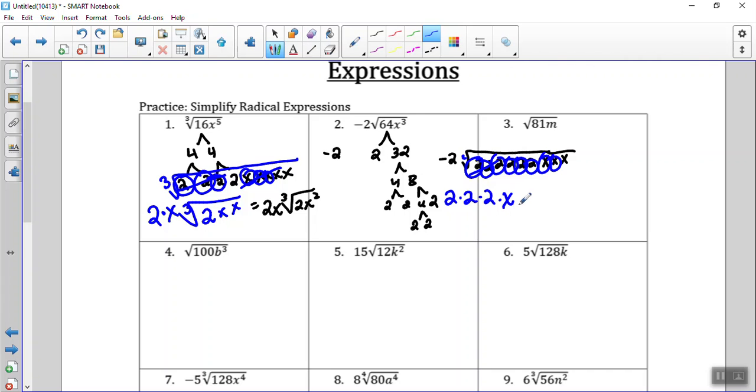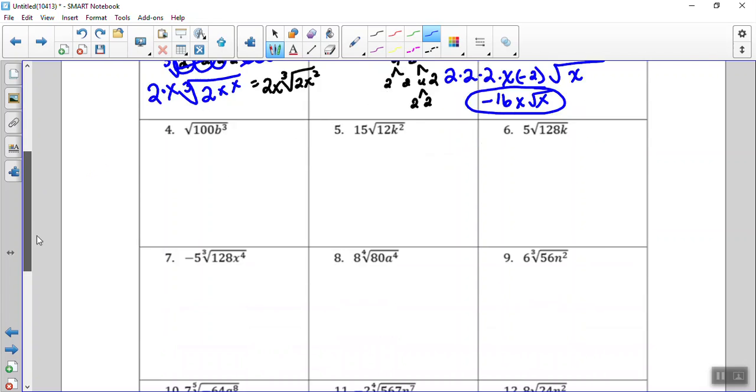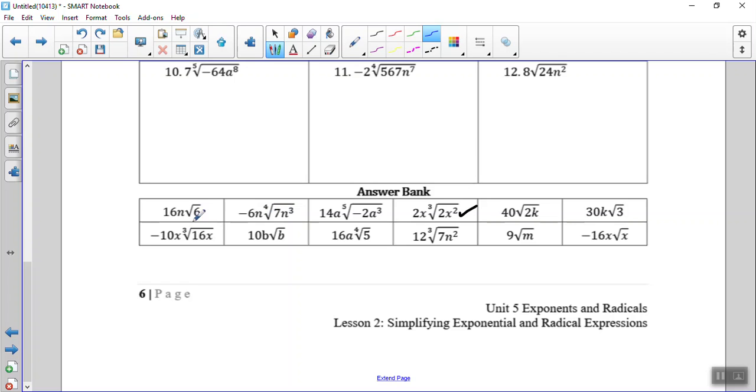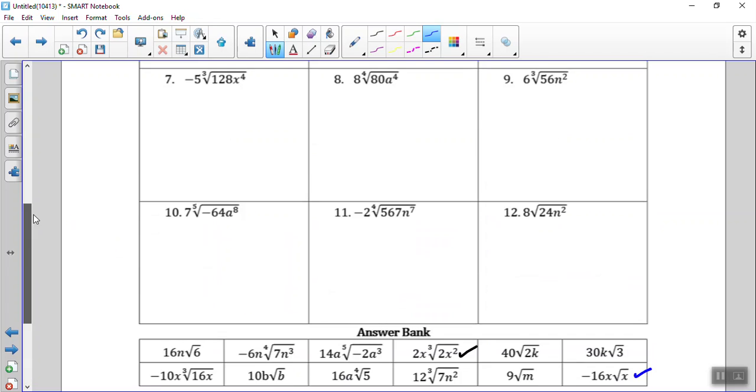An x comes out. Okay, and then I had this negative 2 from the problem. I put it in parentheses because I don't want it to look like x minus 2. And then you have the x here. Now put everything back together. 2 times 2 is 4. 4 times 2 is 8. 8 times negative 2 is negative 16x square root of x. Okay, so that is my answer. Oh, there it is. Okay.